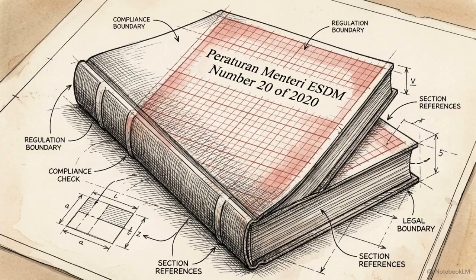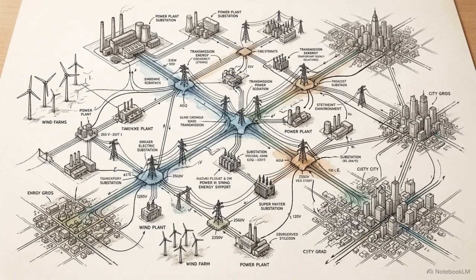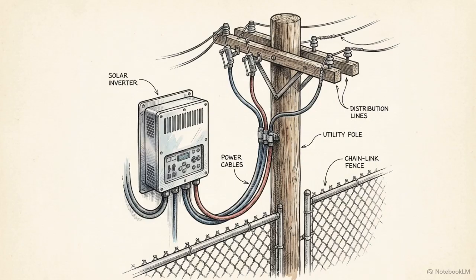To prevent systemic failure, regulators enforce strict mathematical boundaries. In Indonesia, this is governed by the Grid Code, Peraturan Menteri ESDM number 20 of 2020. Interconnecting distributed generation requires solving a multivariable physics problem at a specific engineered interface, the point of common coupling. To see how these physics break the grid, we have to look exactly where a 1 megawatt generator ties into the far end of a typical 20 kilovolt distribution feeder.